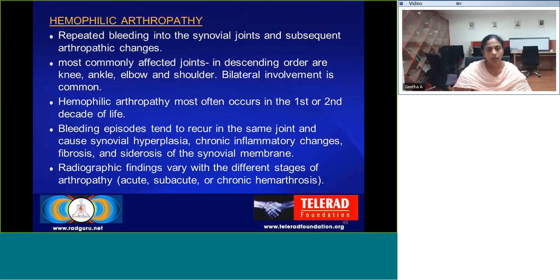The most commonly affected joints in descending order are the knee, ankle, elbow, and shoulder. Bilateral involvement is common. This most often occurs in the first or second decade of life. This is because of bleeding episodes which tend to recur in the same joint and cause synovial hyperplasia, chronic inflammatory changes, fibrosis, and siderosis of the synovial membrane. Radiographic findings vary with different stages of arthropathy, that is acute, subacute, or chronic hemarthrosis.